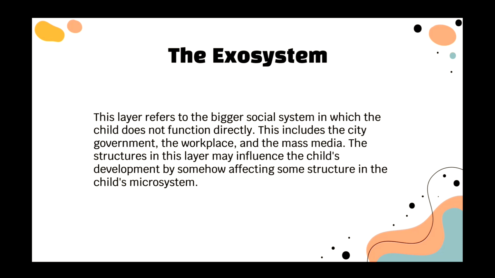If a parent were to lose their job or have their hours cut back, they would affect their children indirectly, such as through financial strain or increased parental stress. So that was seen in the Burger King commercial. So the child may not interact directly with the exosystem, but he is likely to feel the positive or negative impact of this system as it interacts with the child's own system.